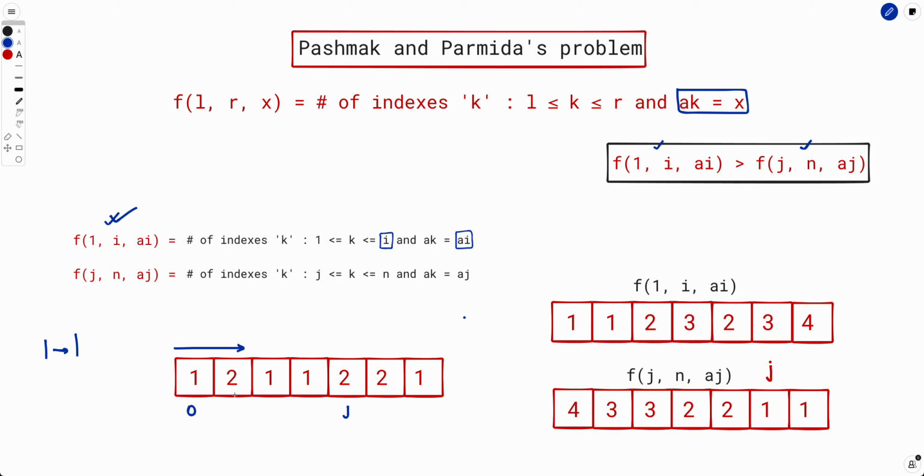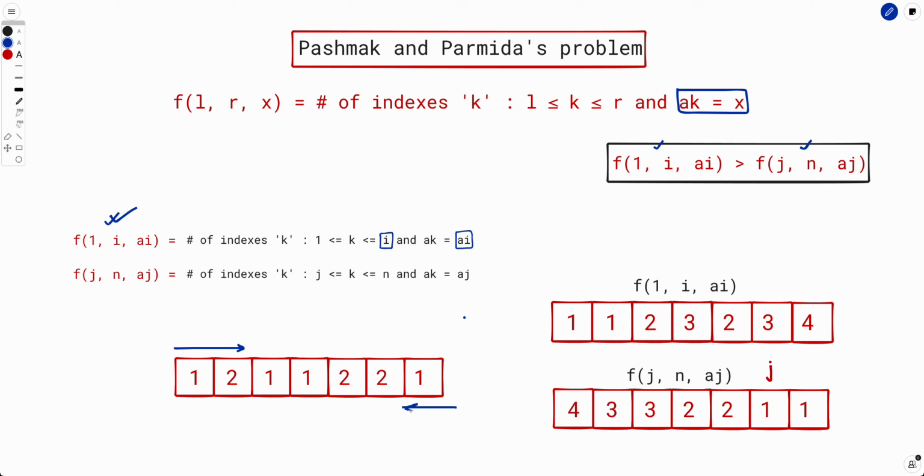Similarly, let's find the value for the next index. Again the same thing: we got 2, so we increase the frequency of 2 to 1. As per the definition, you just count the number of 2s. The number of 2s is 1, that's why it is 1, right? For the next index, we got 1, so we increment the frequency of 1 to 2. There are 2 ones, so the value here is 2, right? Hope you got the intuition of how to calculate f1iai. Similarly you can calculate fj and aj; for this you just need to traverse from right to left.